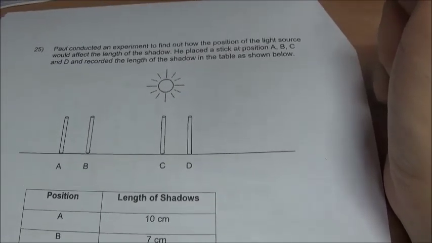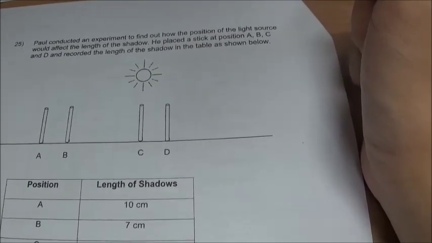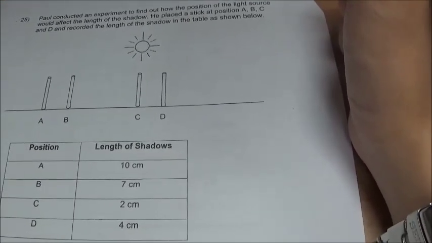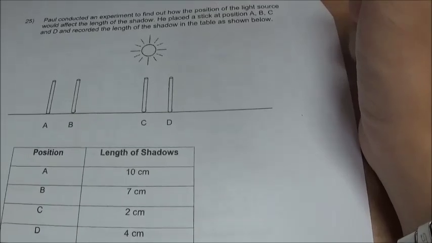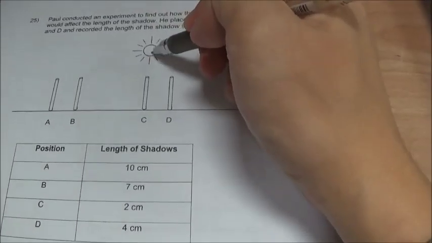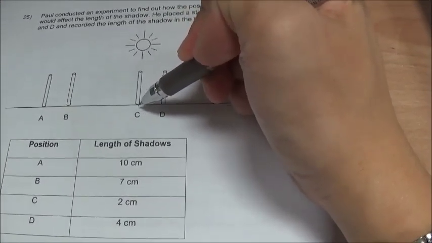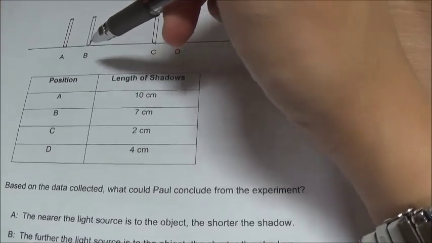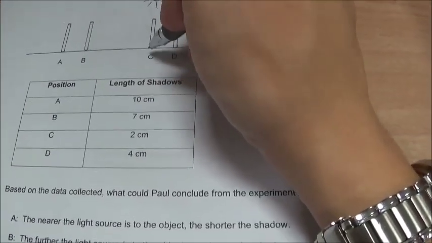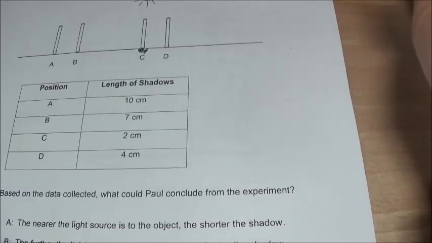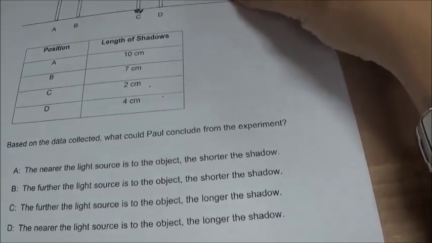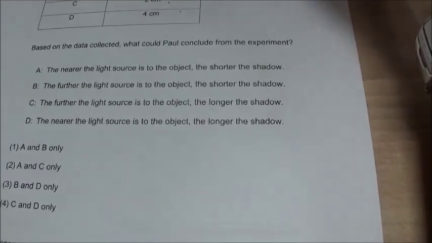Paul conducted an experiment to find out how the position of the light source will affect the length of the shadow. He placed a stick at A, B, C, D and recorded the length of the shadow. Just know that when the sun is directly above the stick, the shadow is the smallest, just like our 12 o'clock. So at position A is 10, position B is 7, position C, I told you, right on top, so the shadow is the smallest, that's only 2, and position D is 4. Based on the data collected, what can he conclude from the experiment?